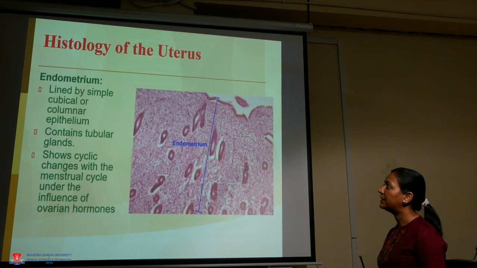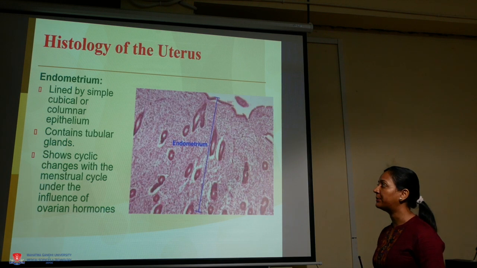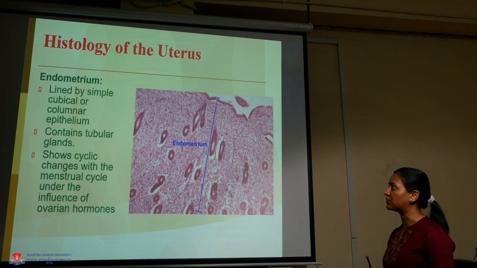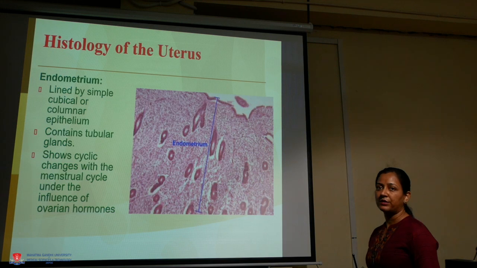First, the endometrium. It is lined by simple cuboidal or columnar epithelium, contains tubular glands and shows cyclic changes with the menstrual cycle under the effect of the ovarian hormones, that is the estrogen and the progesterone. The latter part we will cover in the next lecture.